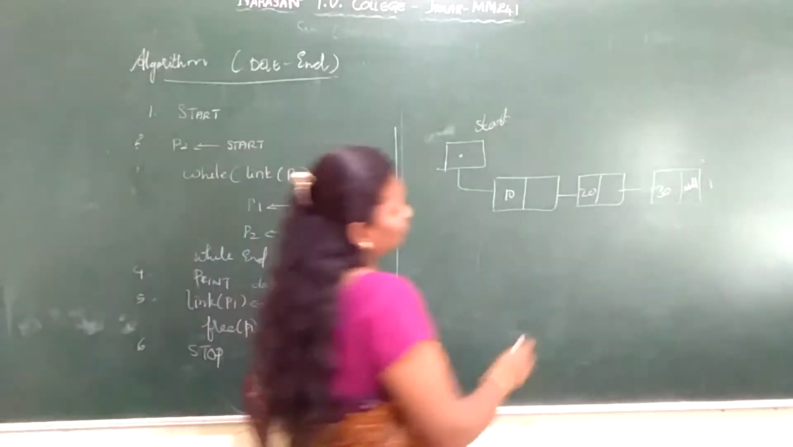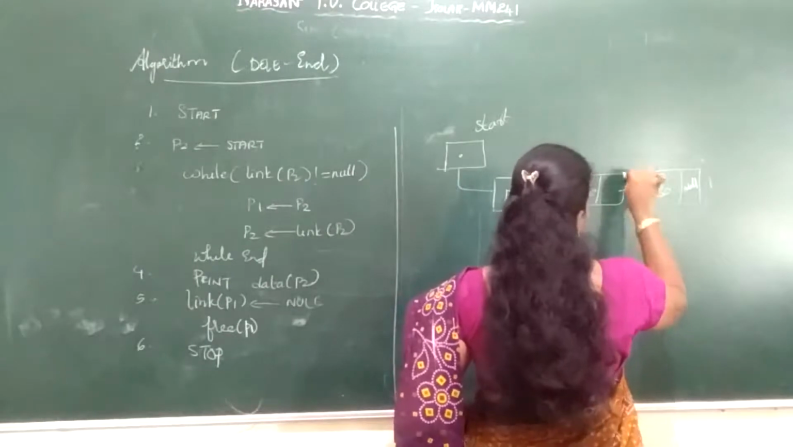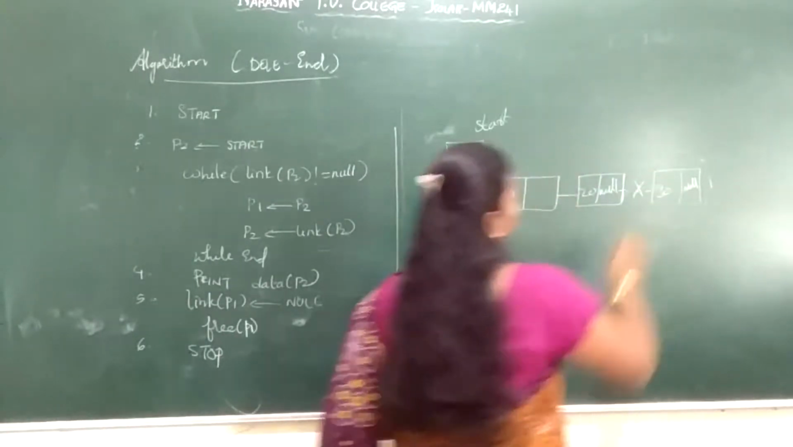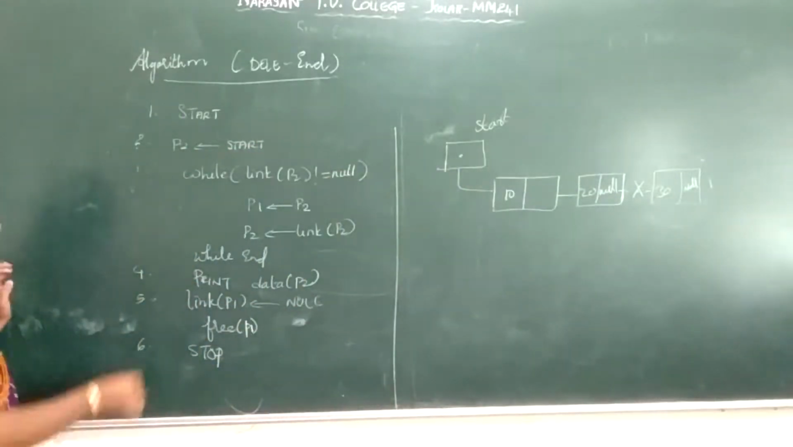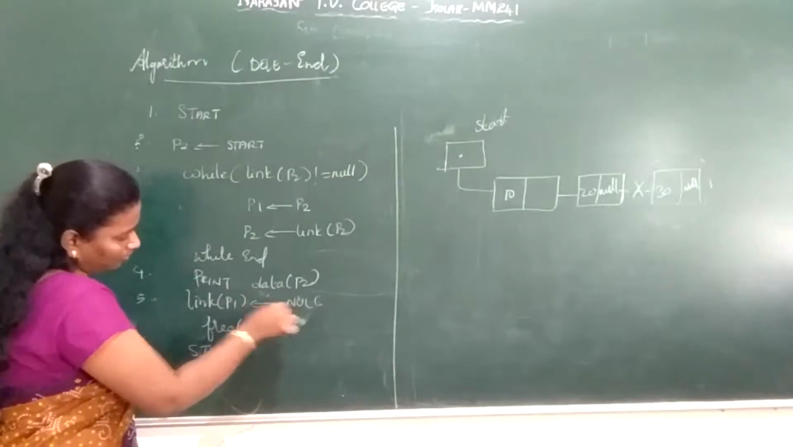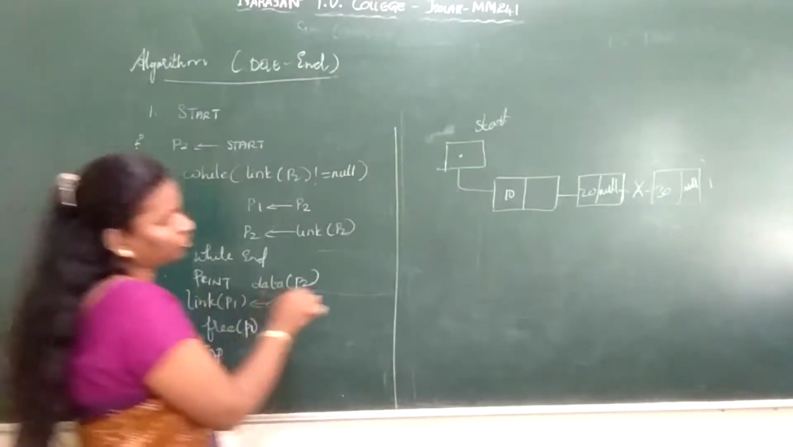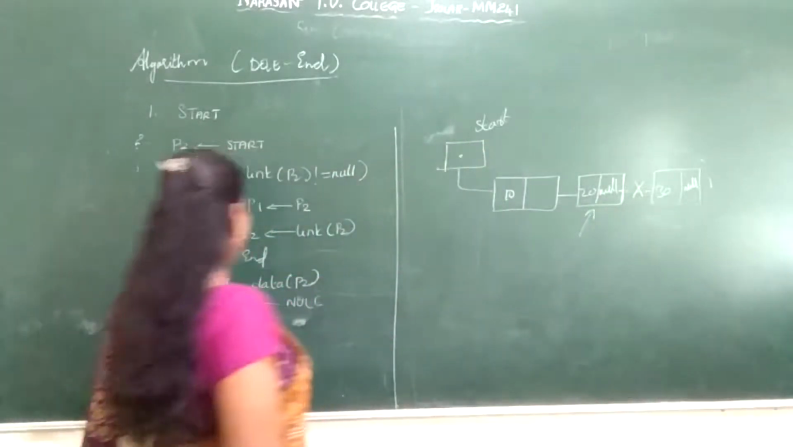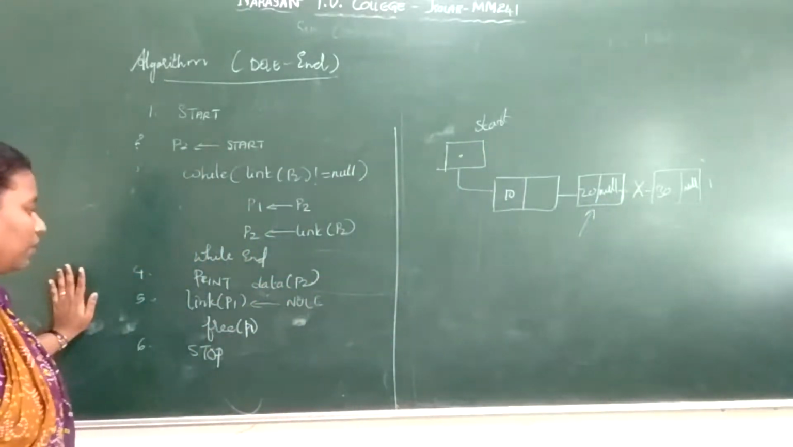We'll delete the last node. Then we'll put null here. So this link is deleted. We will print the data of P2 and null we are giving to link of P1. So here we have to attach null. So this is your link of P1. Link of P1 will be having null.